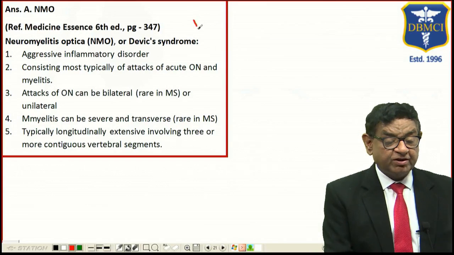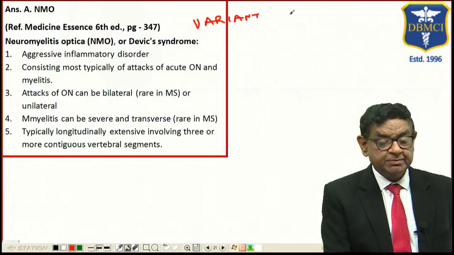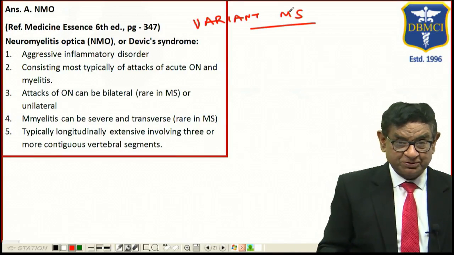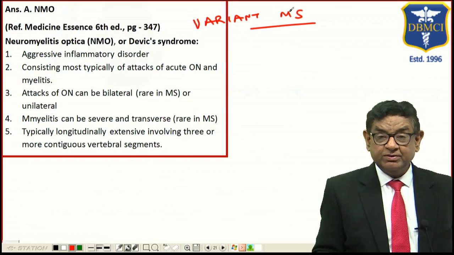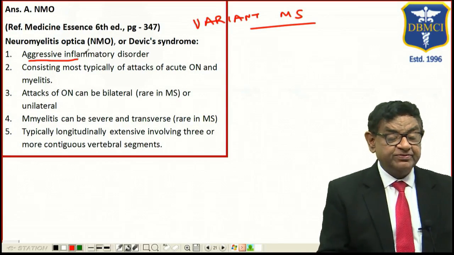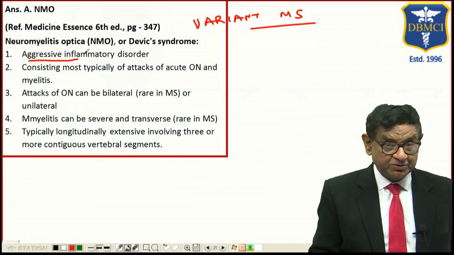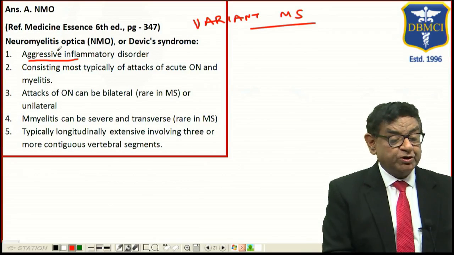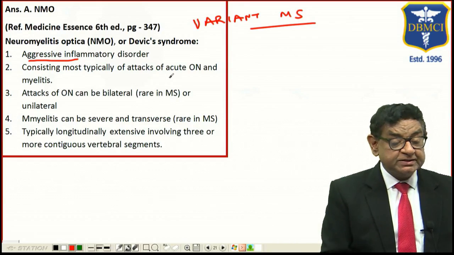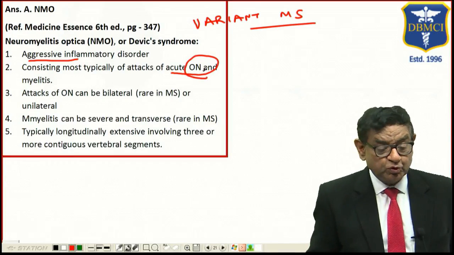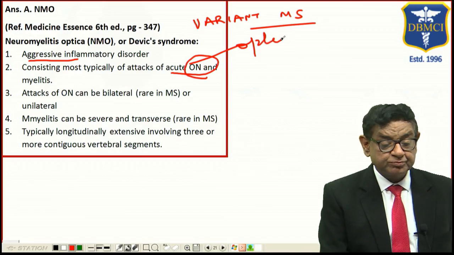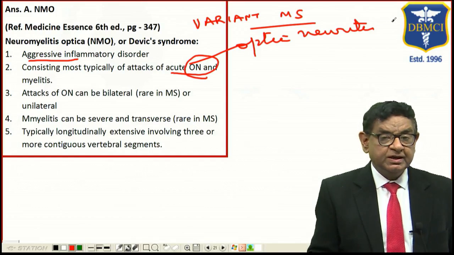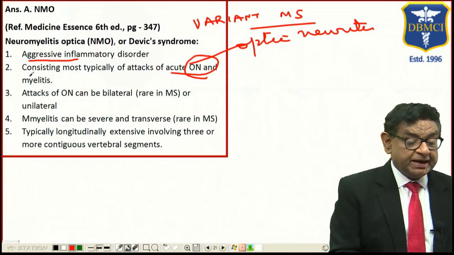What is this? It is a variant of mitral stenosis. Oh, sorry, multiple sclerosis. So sorry, it's a slip of tongue. Multiple sclerosis, right? Now, it is a much more aggressive inflammatory disorder. We also know that multiple sclerosis itself is an inflammatory disorder. And in this NMO, so-called neuromyelitis optica, it typically occurs with acute optic neuritis. ON is optic neuritis. We all know that optic neuritis is a very important feature of multiple sclerosis. And myelitis also.